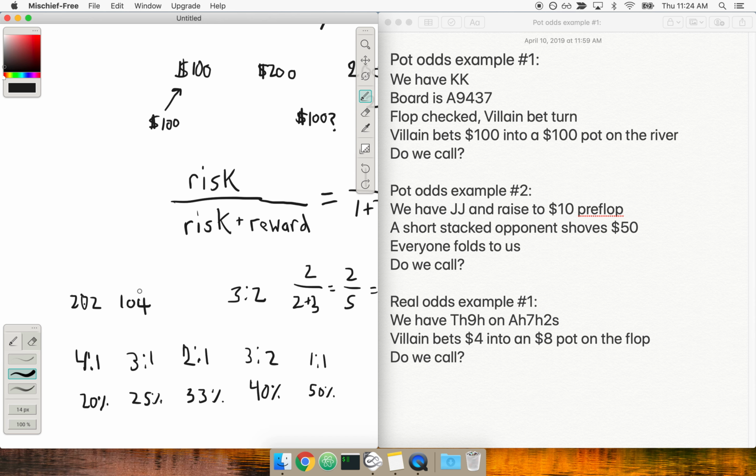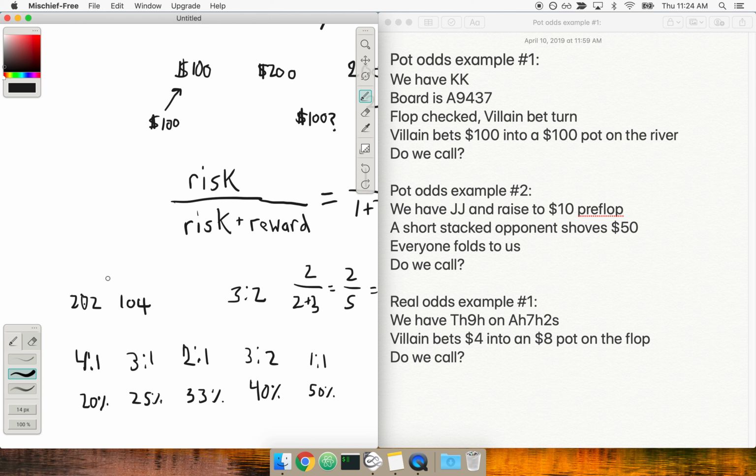Now this doesn't actually reduce to 2 to 1. But what we can do is approximate. We can say which value of these pot odds is closest to what I have. And this is pretty damn close to 2 to 1. So we can just say this is 2 to 1.